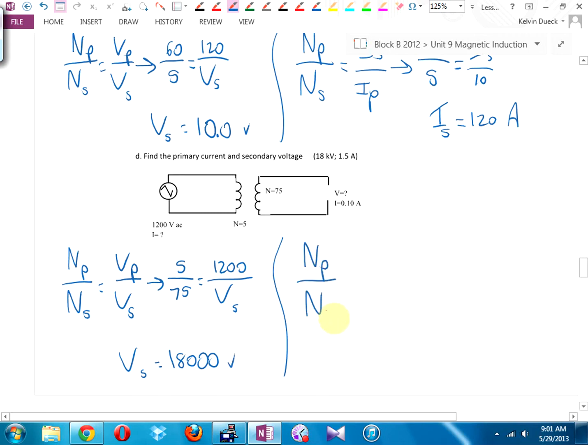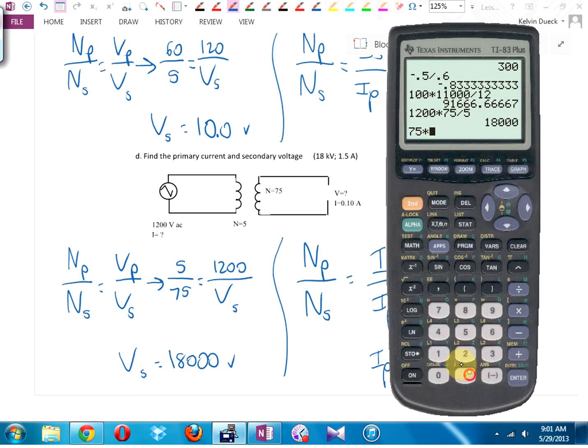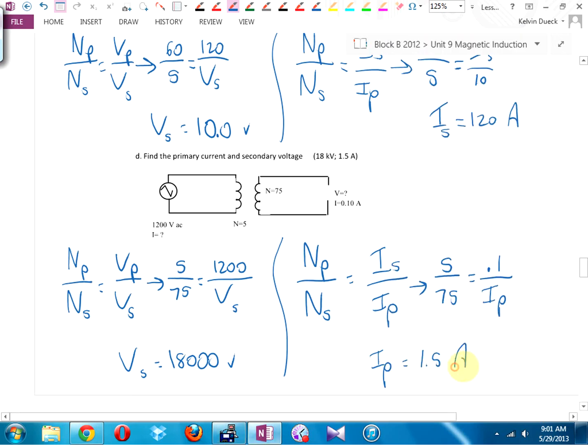Primary over secondary equals secondary over primary. 5 over 75 equals, okay, they told me the secondary. What's my source current? And for D, do you get 18,000 volts and 1.5 amps? Okay.